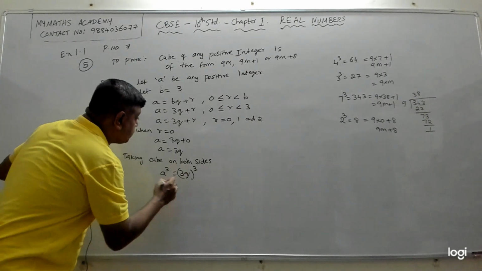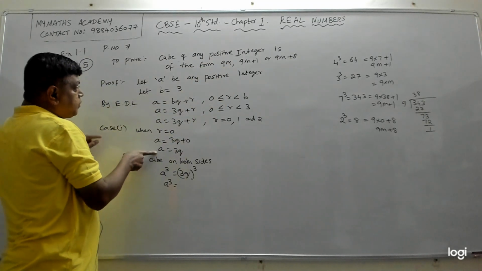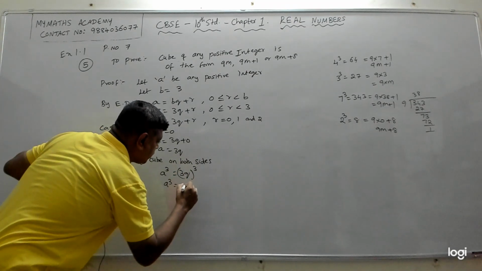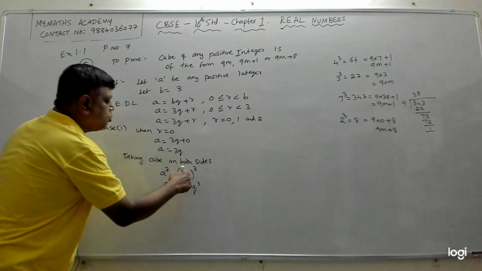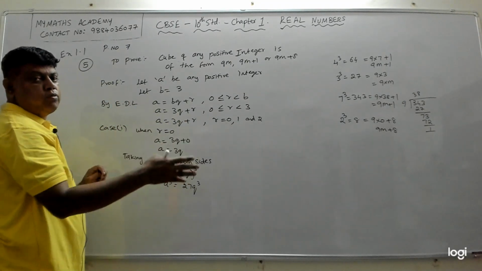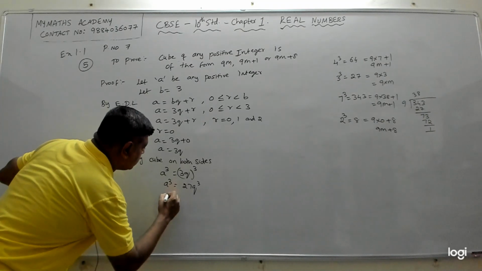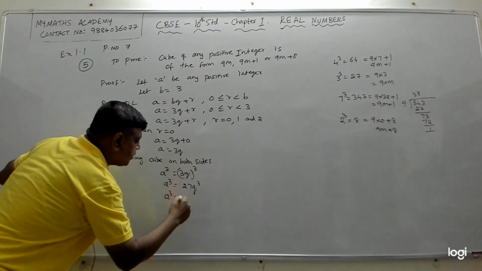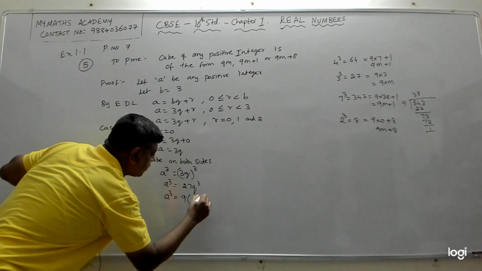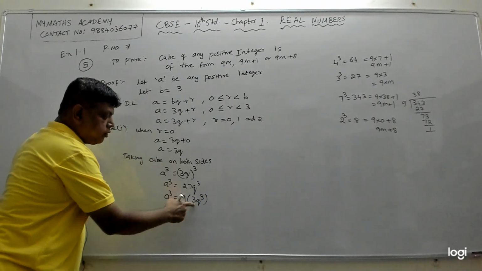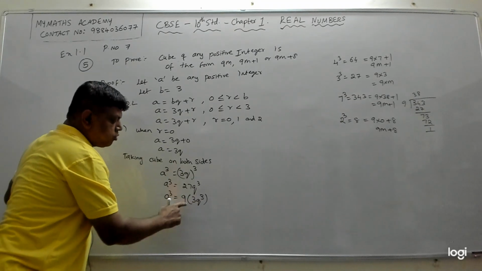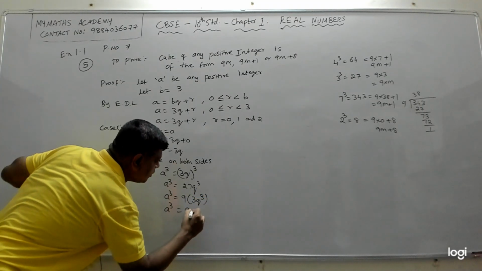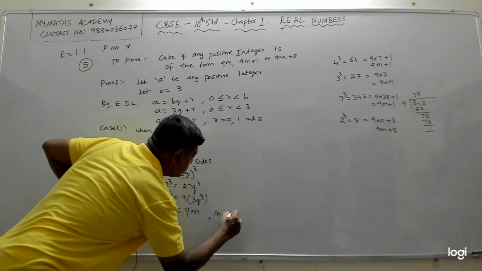Because we have to prove the cube of any positive integer, first we have taken a positive integer, a, then you have to take the cube of that. So 3q the whole cube is what? 3q into 3q into 3q, which is 27q cube. So can I write a cube in the form of 9 into something? 27 can be written as 9 into 3, so 9 into 3q cube, which is 27q cube. We'll get back the same. So a cube is of the form 9 into 3q cube, which we can call m, where m is equal to 3q cube.